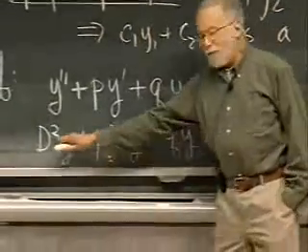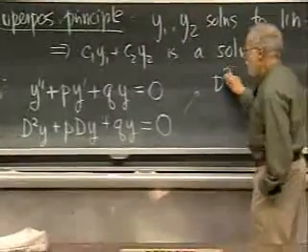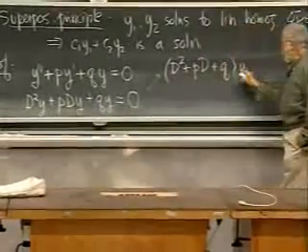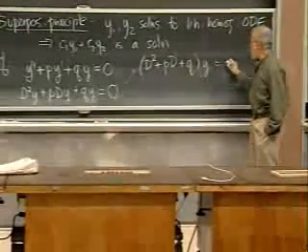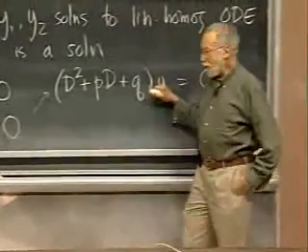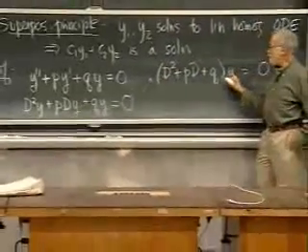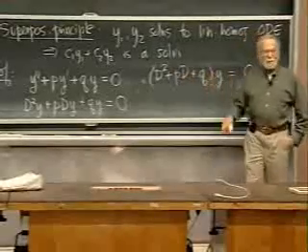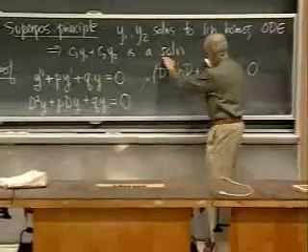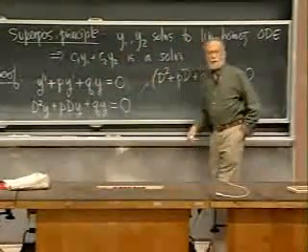Now, I'm going to formally factor out the y. So this I'm going to turn into (d squared plus pd plus q) times y equals 0. Everybody reads this as times y equals 0, but what it means is that this is shorthand for that. I'm multiplying q times y, but I'm not multiplying d times y. I'm applying d to y. Nonetheless, the notation is very suggestive of that, and this in turn implies that. That's what I'm just transforming.